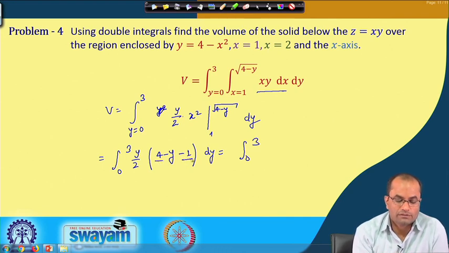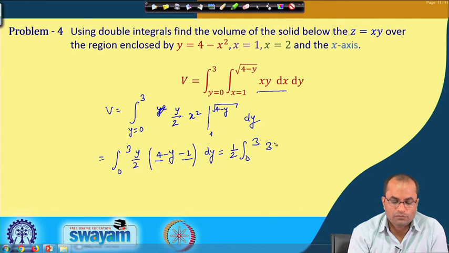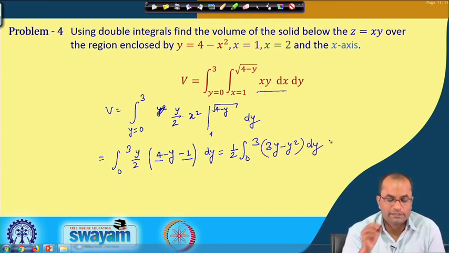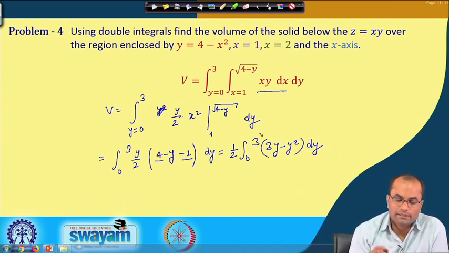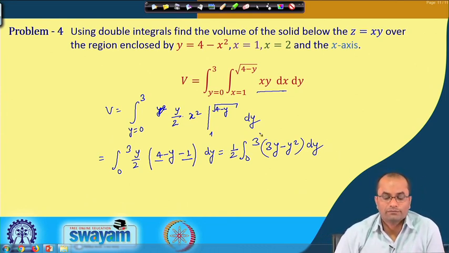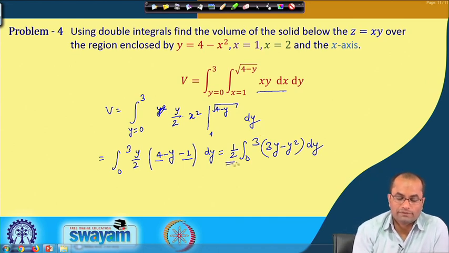So, here this is 3 minus y. So, 1 by 2 outside, and then 3y minus y square is the integrand, dy. So, we have 3y minus y square dy, and the integral over y from 0 to 3, with this factor half there.